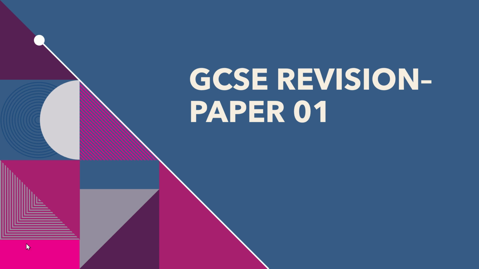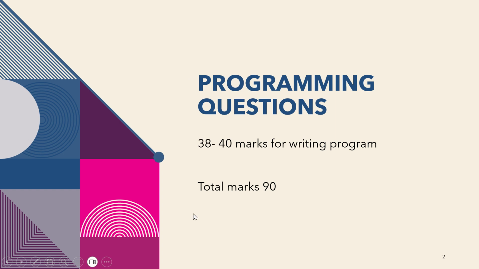When you look through the papers for paper 1, you will see that around 30 to 40 marks are for writing programs out of a 90 mark paper. Paper 2 will be 90 marks and you will have 2 hours for that paper, and less than 50% of it, around 30 to 40 marks, has been assigned for writing programs. We will see how we can answer them in a better way, starting with programming questions.